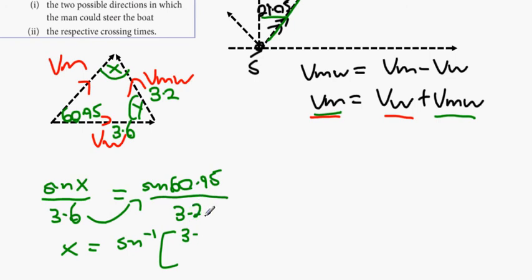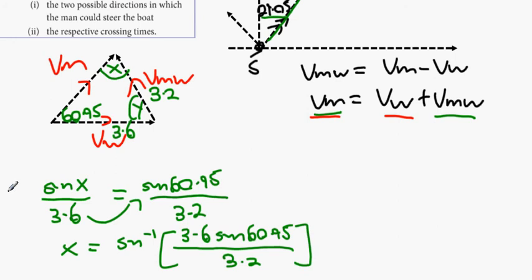That's 3.2, so it's going to be 3.6 sine 60.95 all divided by 3.2. And then we're going to put that into the calculator, so we're going to go sine inverse of 3.6 sine 60.95 divided by 3.2. What we get there is 79.57.